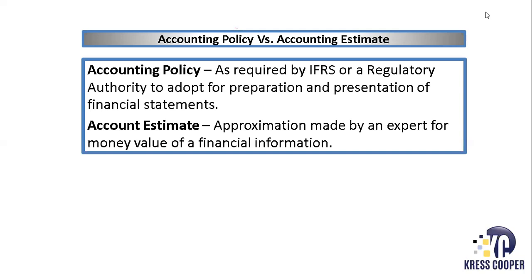An accountant is not an expert for determining the useful life of an asset. So the accounting estimate is made by an expert having relevant knowledge and expertise, whereas the accounting policy is advised or imposed by the accounting standards which the entity is following, or the regulator in the economy in which the entity is working.